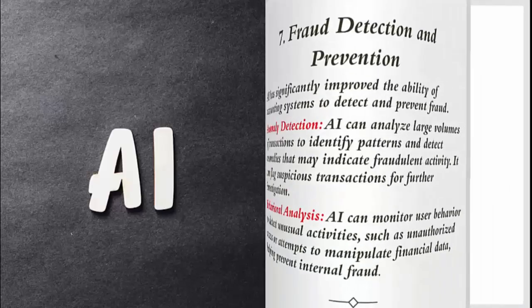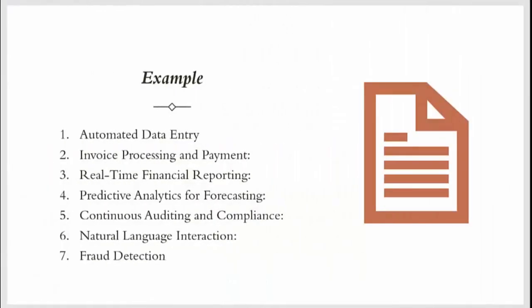Example to illustrate how AI works in accounting. Let's consider a small business, Green Tech Solutions, that has implemented an AI-powered accounting system. 1. Automated data entry. The AI system automatically captures data from scanned invoices and receipts, eliminating the need for manual data entry. It reads the details such as the date, amount, and vendor and enters them into the appropriate accounts. 2. Invoice processing and payment. When GreenTech receives an invoice, the AI system scans and processes it, matching it with the corresponding purchase order and receipt. If everything matches, it schedules the payment automatically.